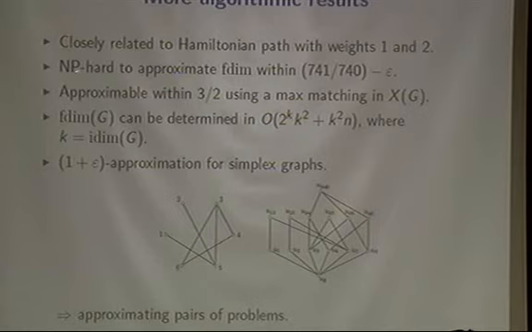Basically, it turns out it is NP-hard to approximate the Fibonacci dimension within this number, which no one expects to be the correct one, but essentially you cannot get arbitrarily close.